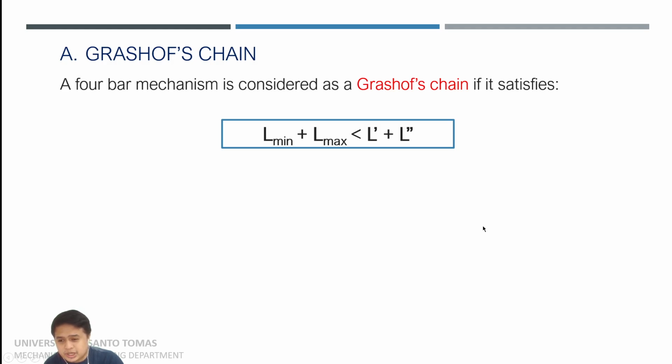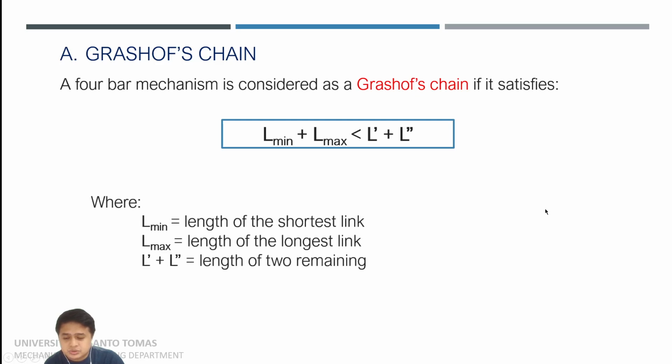The only thing that you'd have to take note of is that this only applies to a 4-bar mechanism or a 4-bar linkage. So you have to take note of the lengths of your 4-bar linkage. You have to determine the shortest length, L min, and the largest length, L max, and then the other links, which are L prime and L double prime. That is the only thing you have to consider: find the shortest and longest, and then everything else.